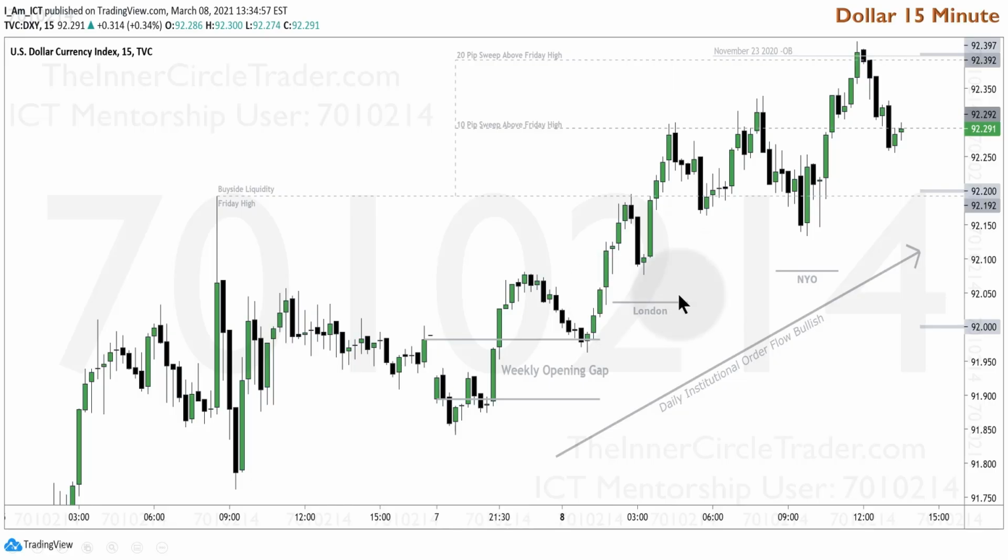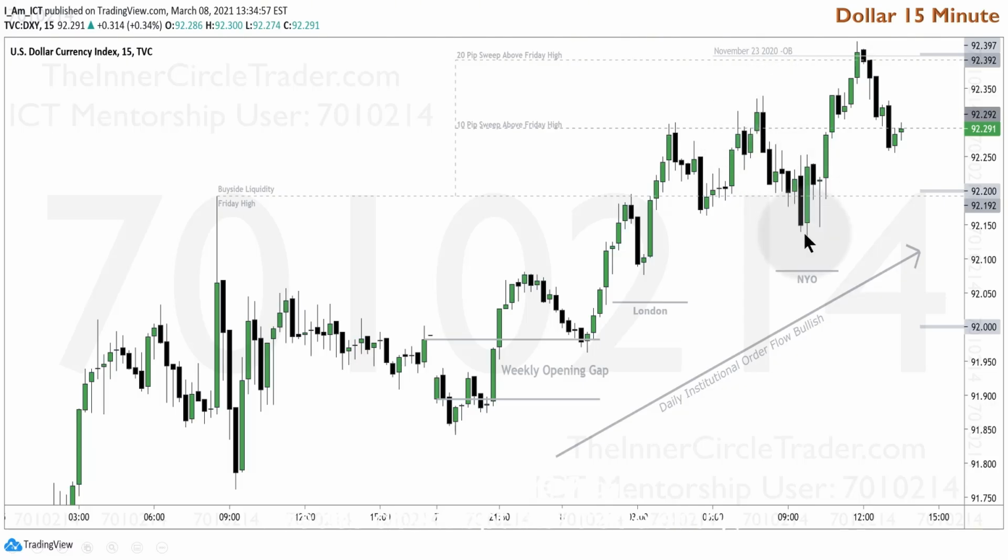Kill zones. London trades in a small little retracement in here and it rallies. Finds some support at a bullish order block. Rallies again. Back down into New York Open. Okay, New York Open has a discount relative to the London low and the high prior to the New York session.